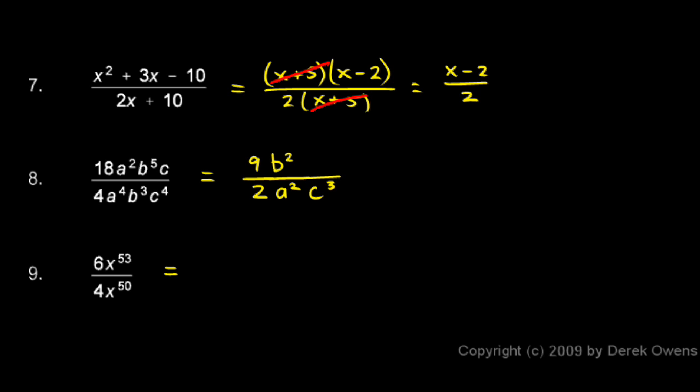And number 9, the 6 over 4 reduces to 3 over 2, just dividing each of those numbers by 2. And then x to the 53 over x to the 50th. Just think x and then 53 minus 50 gives me 3. So it's 3 halves x cubed. Or you could write it like this, 3x cubed over 2. Those are mathematically equivalent, and either of those ways of writing it is perfectly fine. Both are simplest form.